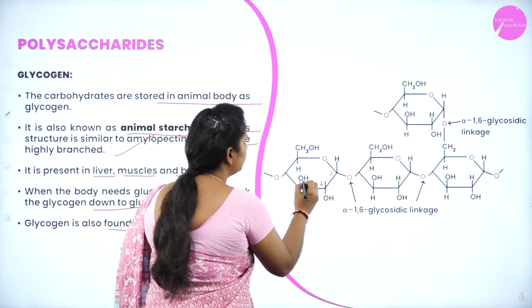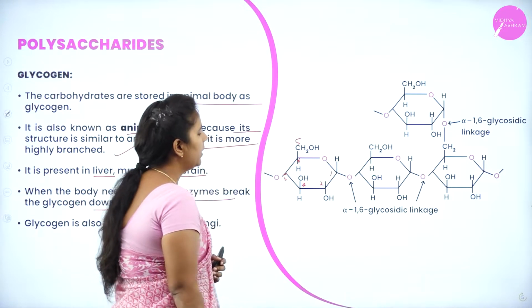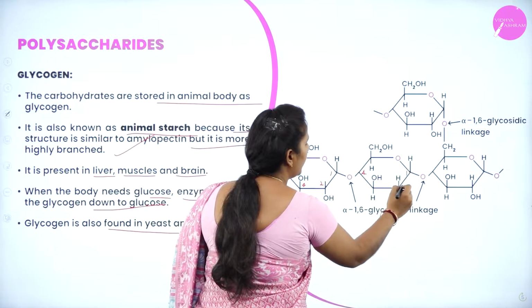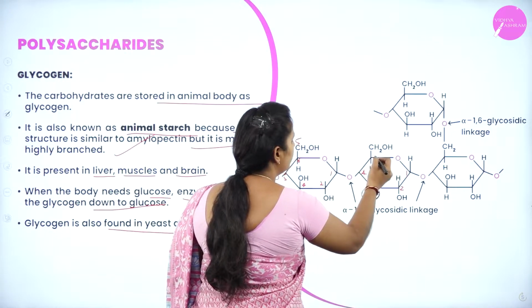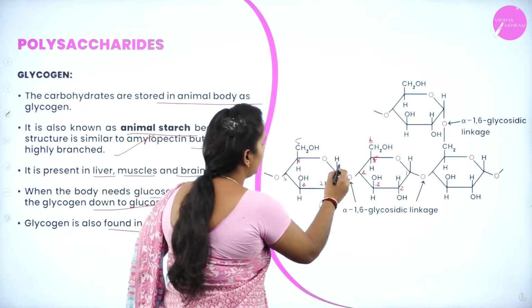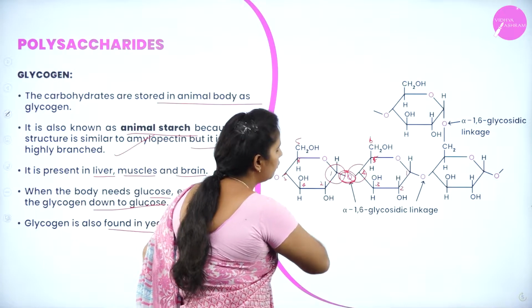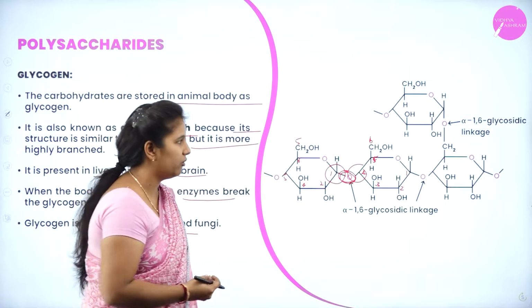The carbon, so carbon 1, and you can see that at carbon 4, 1, 2, 3, 4, 5 and 6. Between the first carbon atom and the sixth carbon atom, you can see that there is a formation of a glycosidic linkage in the case of glycogen also.